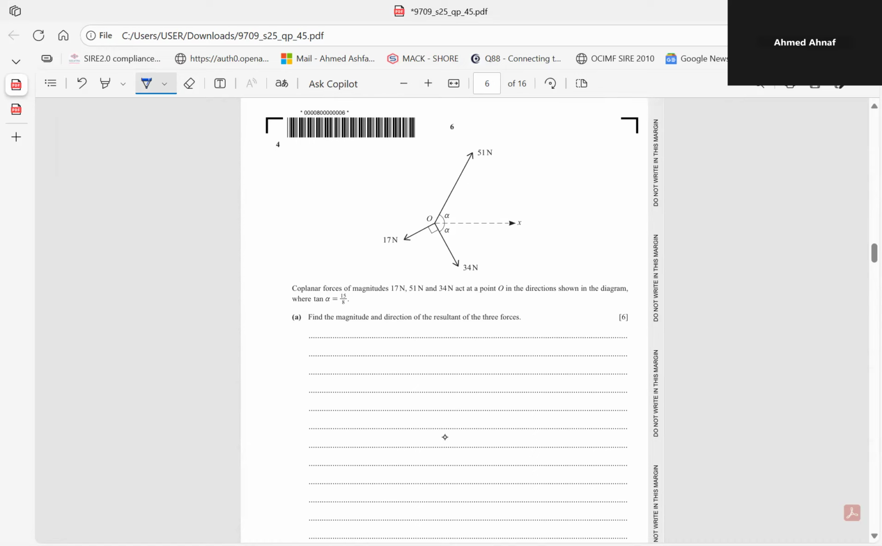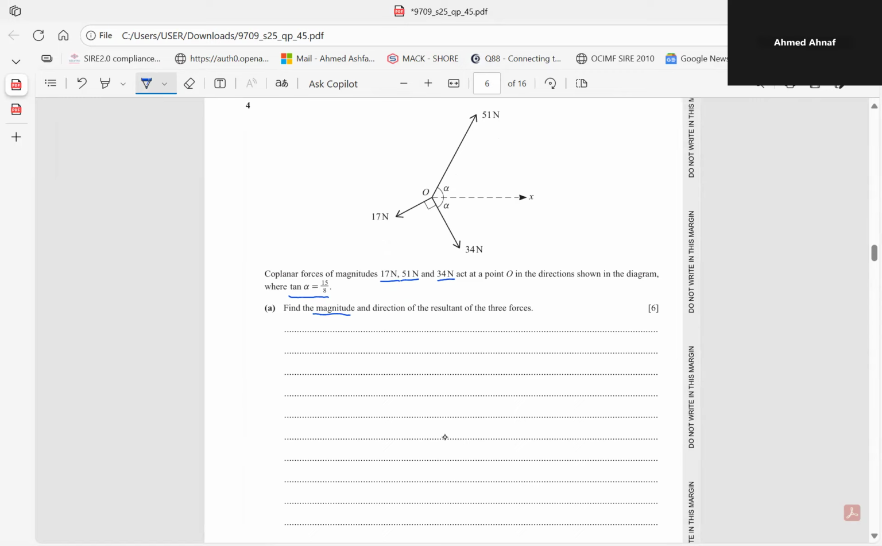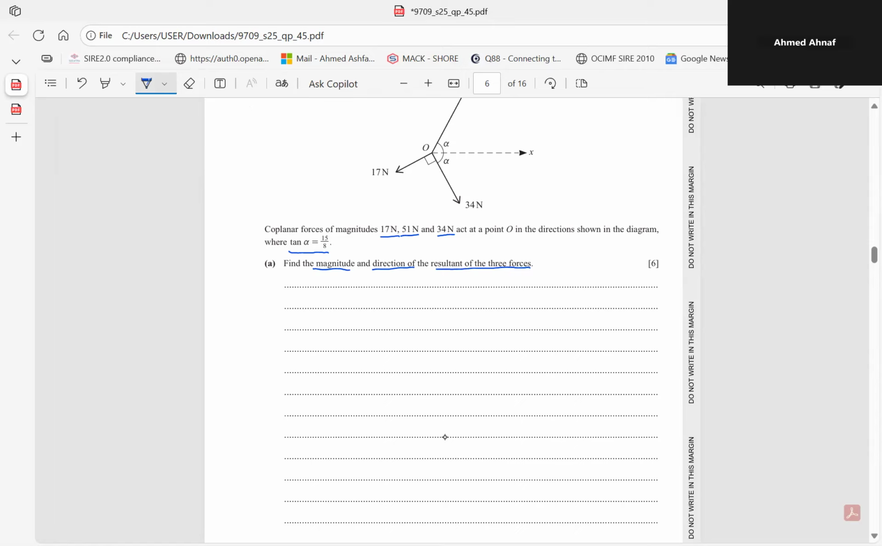Okay, so for this question, we're told that coplanar forces of 17 newtons, 51 newtons, and 34 newtons act at a point along the direction shown in the diagram where tangent alpha is equal to 15/8. So for this question, we have to find the magnitude and the direction of the resultant of the three forces. Okay, so to do this question, let's take the vertical and horizontal component of each of the forces. So let's start by taking the horizontal component.